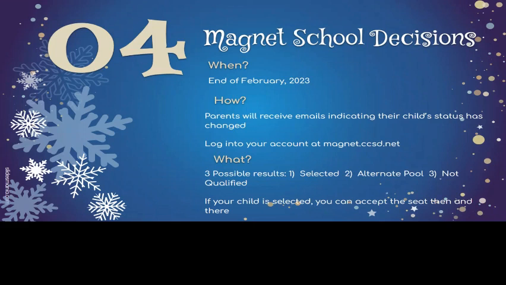And by the way, students can be selected for seats at a magnet school up through the fall of the following year. So if you've got a kiddo going into high school and they're in the alternate pool for a magnet high school as of February, they could be selected in September of 2023. Not qualified means they didn't make it.